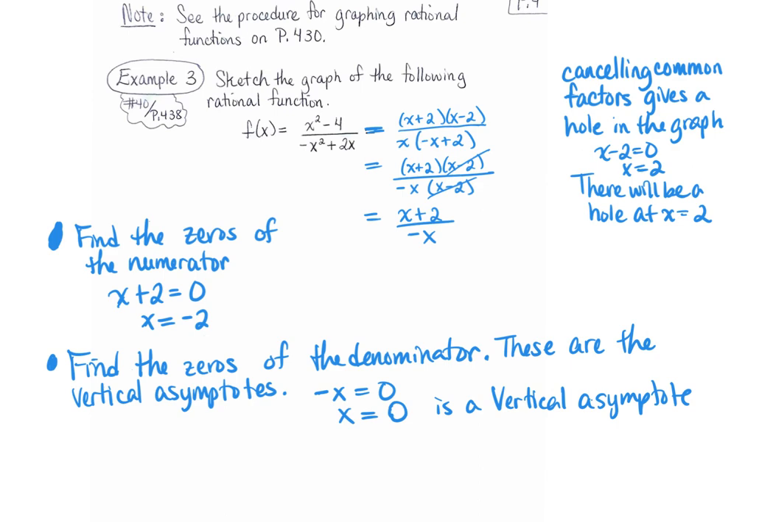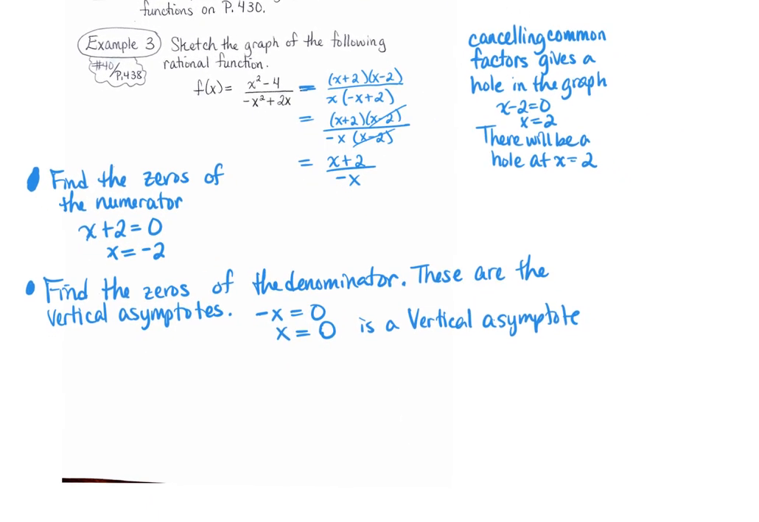I tend to like to put my graph together as I'm going along instead of waiting till the end. Remember, x equals 0 corresponds to the y-axis. So that's x equals 0. We know that's a vertical asymptote. And so now the next step is you have your vertical asymptote at x equals 0. We've graphed that.